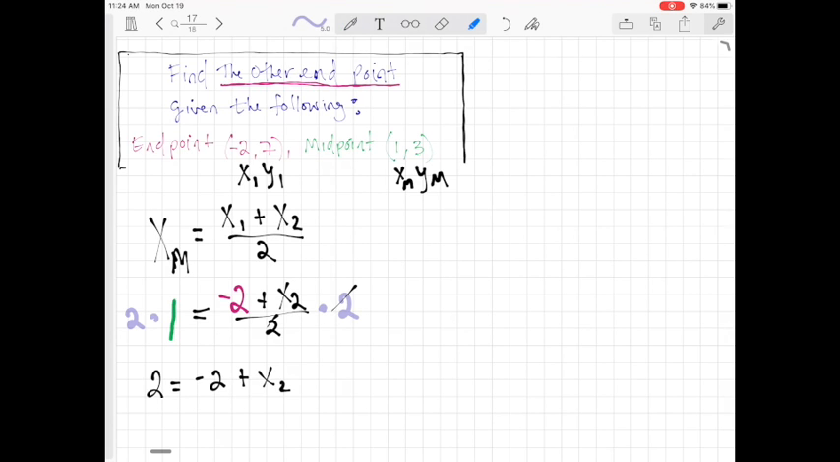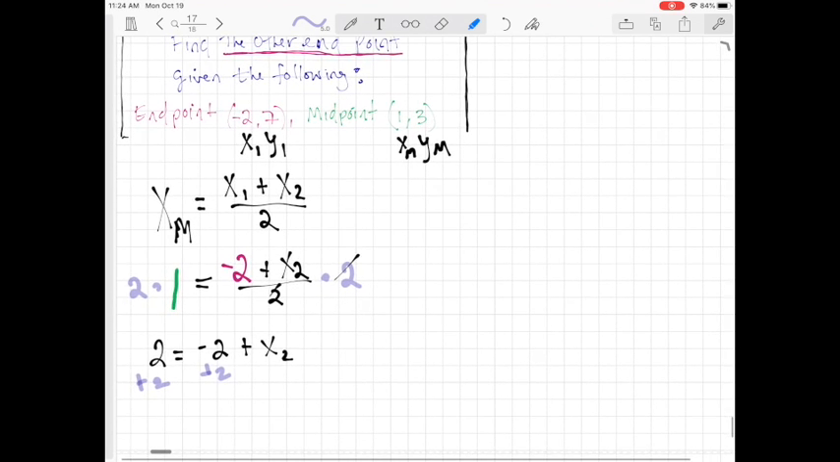Then I'm going to add 2 to both sides. And so my final answer for the x coordinate is going to be 2 plus 2 is 4, equals the x of one of my endpoints.